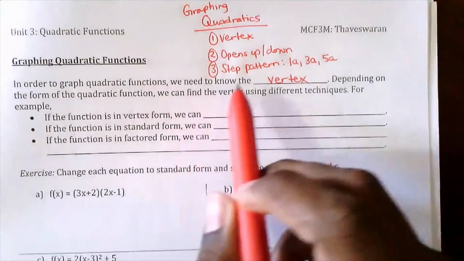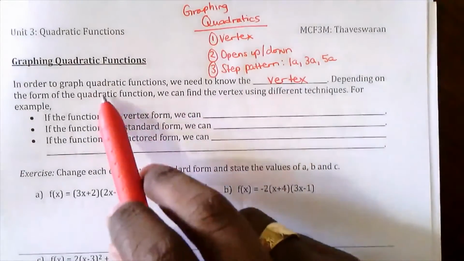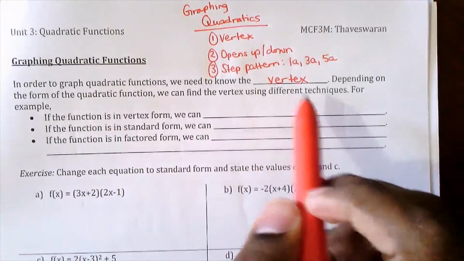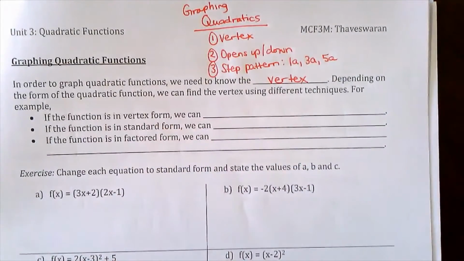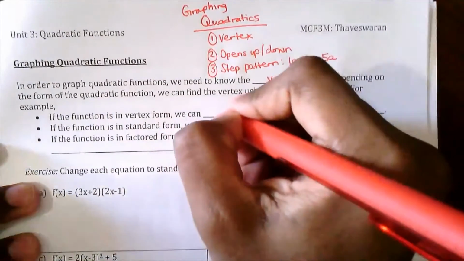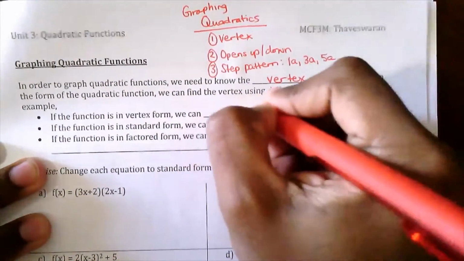So in order to graph, we first need the vertex. Depending on the form of the quadratic function, we can find the vertex using different techniques. So here's just a summary of how we found the vertex before. If the function is in vertex form, we can read the vertex directly.